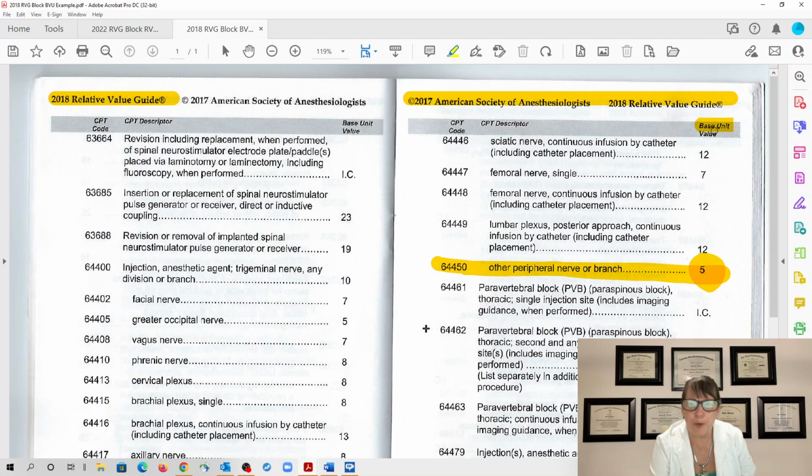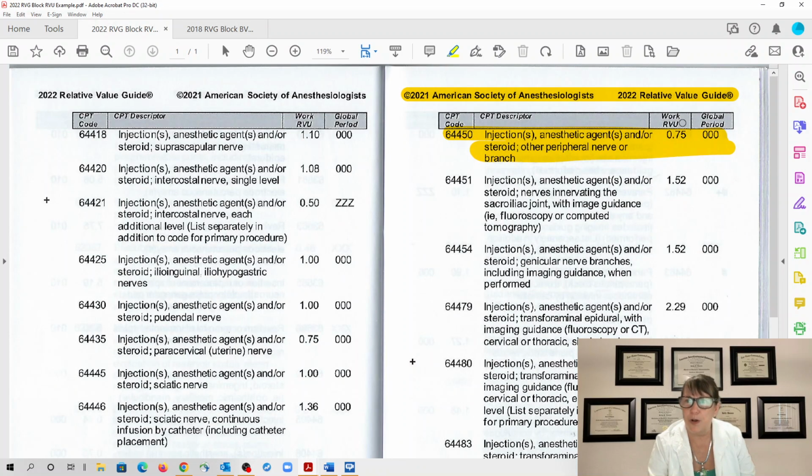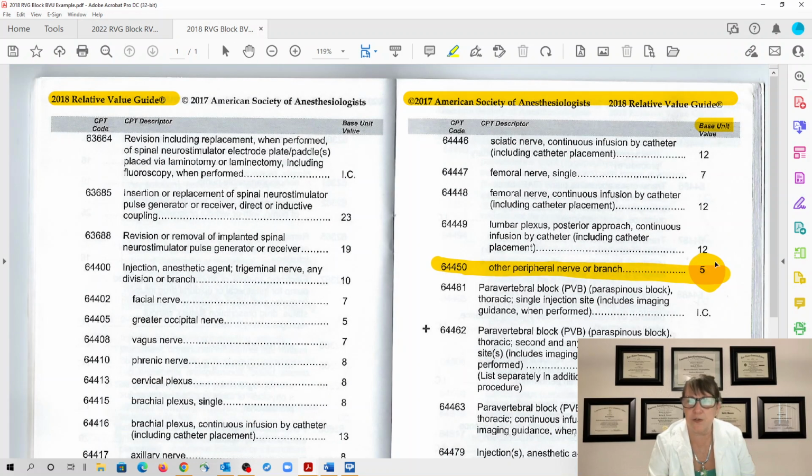I think part of the problem with this, though, is that sometimes people were putting 5 for the number, and it looked like maybe they were doing 5 injections when they're only doing 1. So they did away with these base unit values and put them into the relative value work units that are now listed here. One of the other things about this is a way that in past practice we used to calculate what we billed for the block.